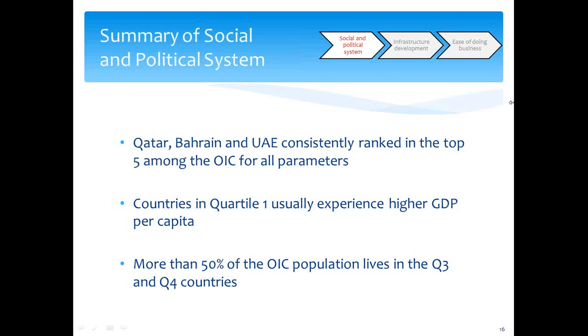But to quickly summarize our findings, we found that Qatar, Bahrain, and UAE consistently ranked in the top 5 among the OIC countries for all parameters. Countries in quartile 1 usually experience higher GDP per capita, and more than 50% of the OIC population lives in the quartile 3 and quartile 4 countries.